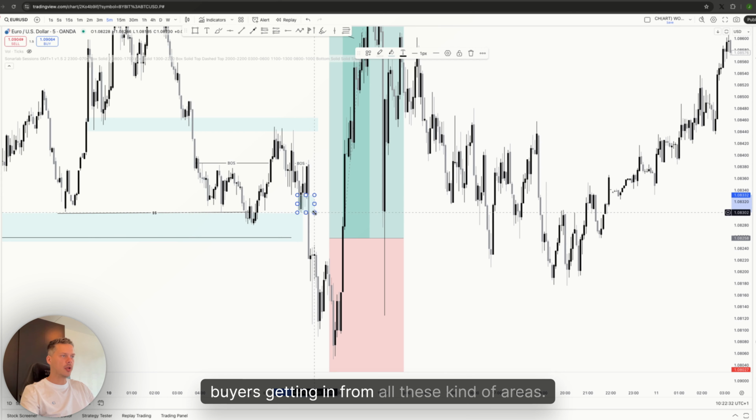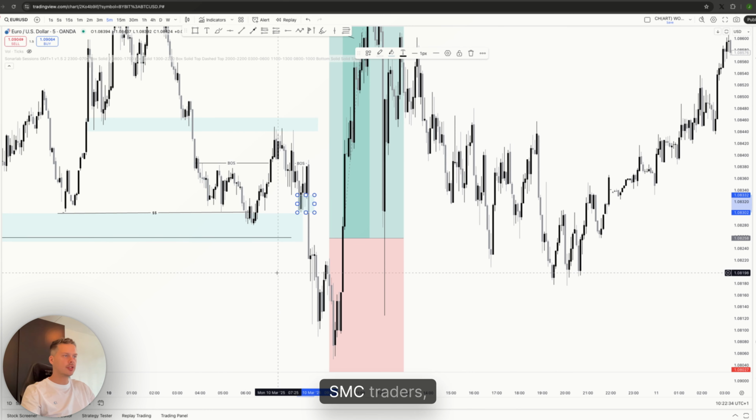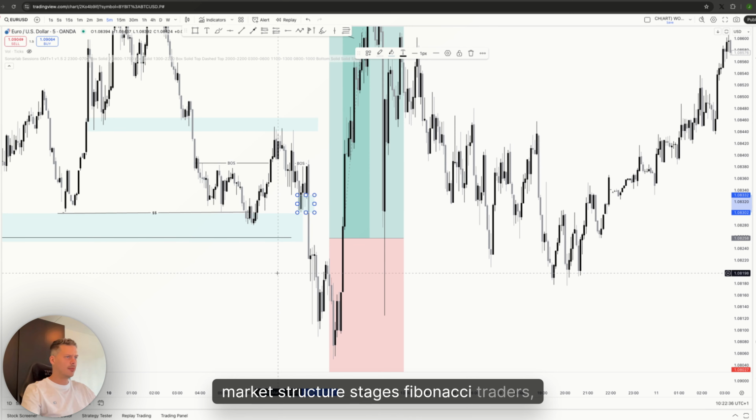Buyers getting in from all these kinds of areas: SMC traders, market structure traders, Fibonacci traders, support and resistance traders. So imagine how many people are getting trapped into the market before London even opens. And this is what I love to see. This is for me all confirmations lining up, giving me that A+ setup that I really want to see.